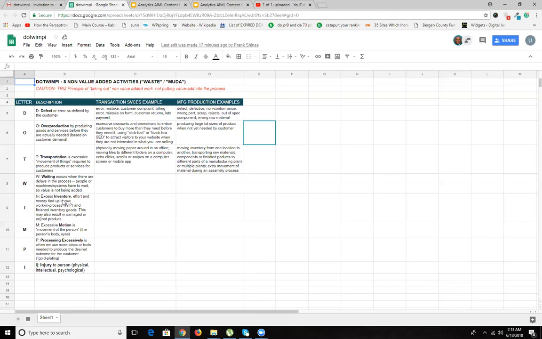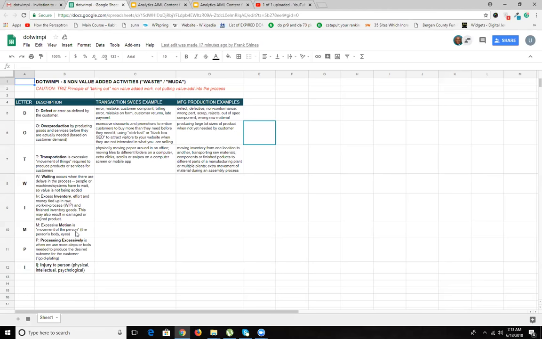Again, you got to drill down more on these so that it's easier to see. It's too small. M is for motion. Motion is where we have excessive movement of the person. Transportation is excessive movement of the thing, the product. It could be the coffee cup. It could be a particular manufacturing assembly component or part, right?